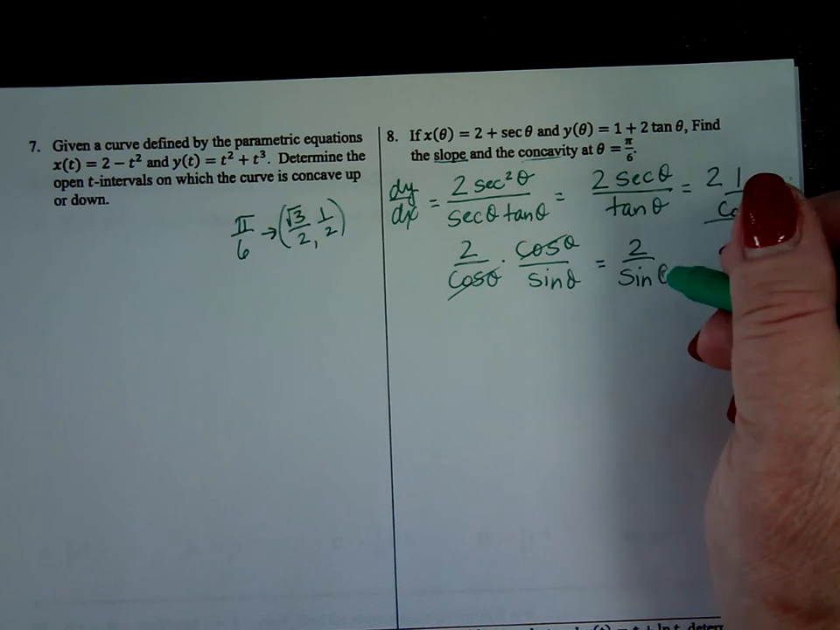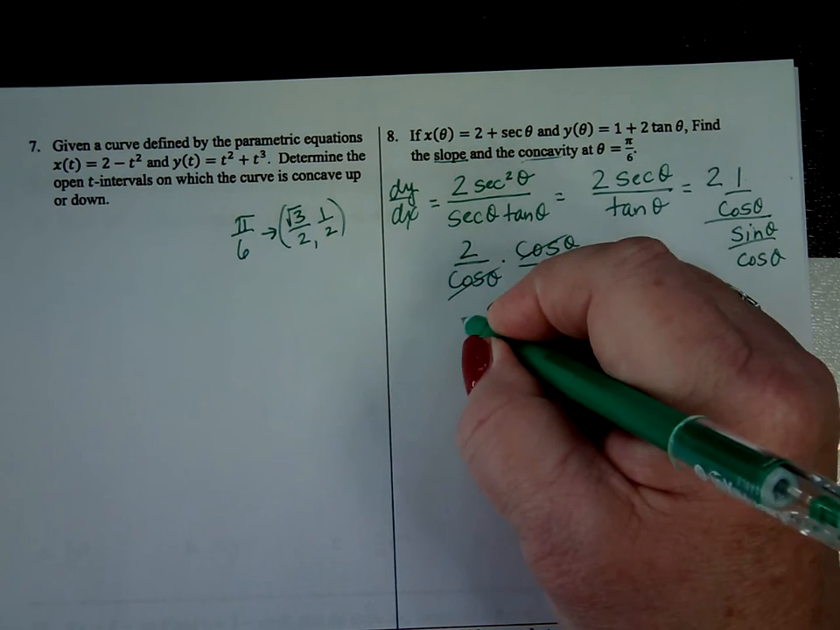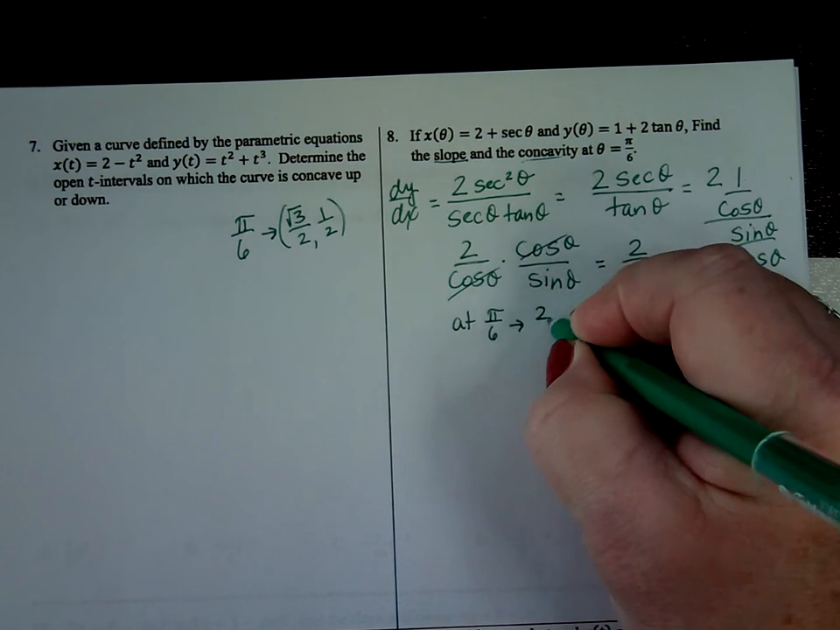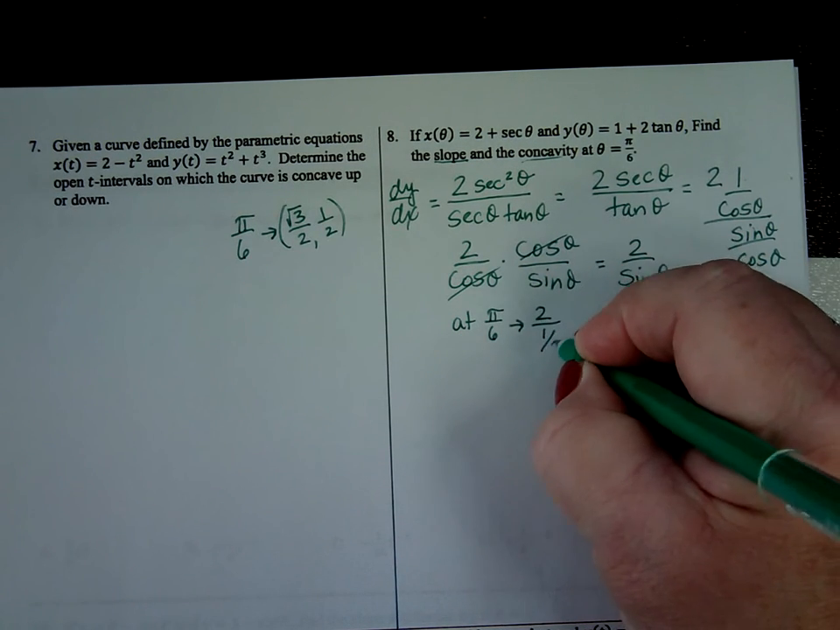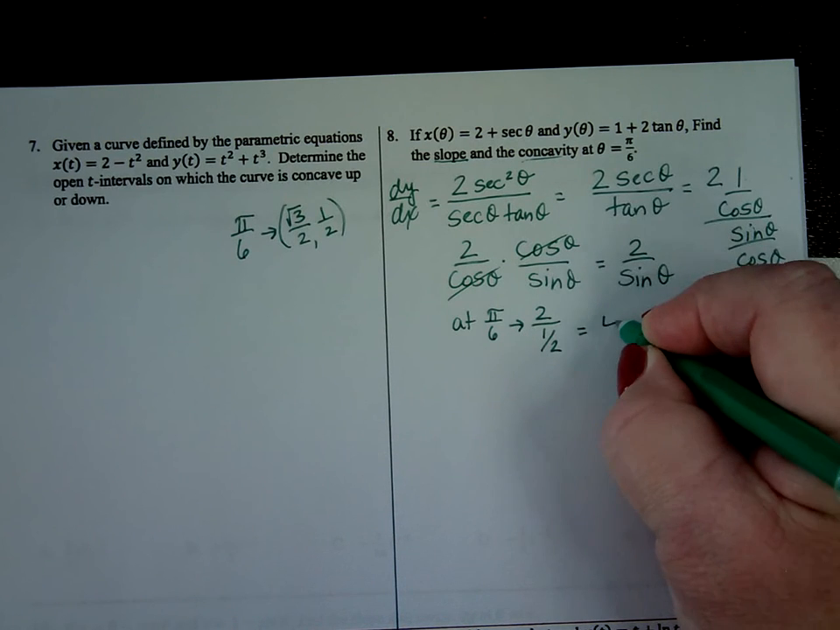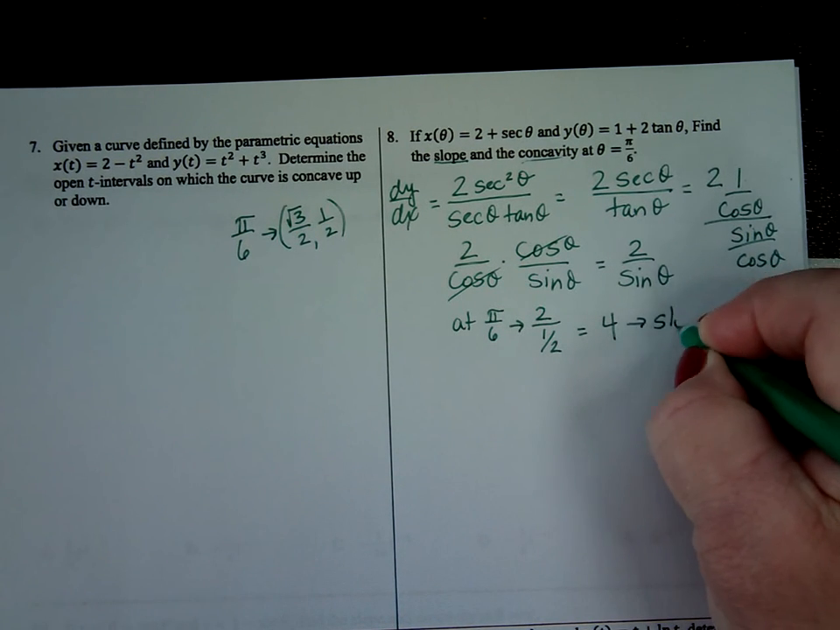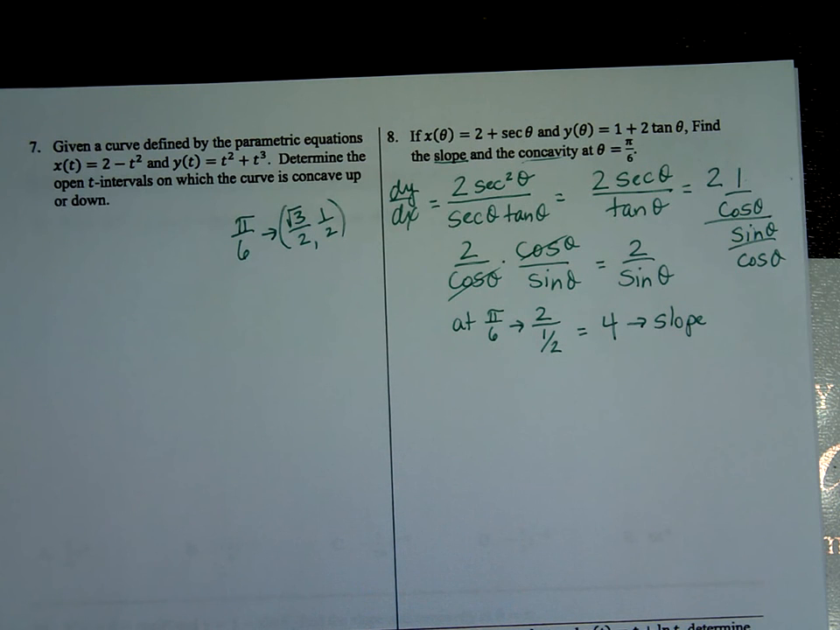So for our case at pi over 6, I get 2 over 1/2. 2 divided by 1/2 gives me an answer of 4. That's my slope. That's the first derivative. All right, let's go for the second derivative so I can talk about the concavity.